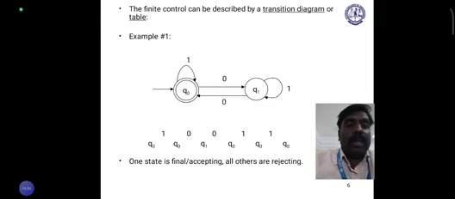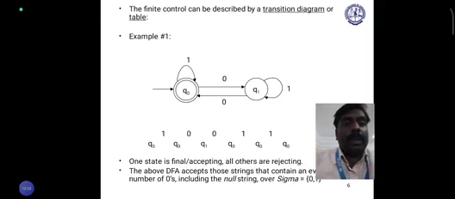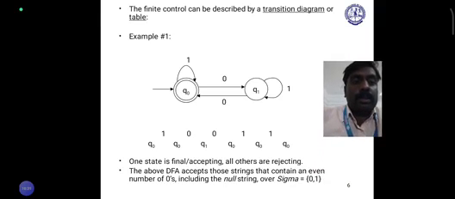If we consider some other string, for example only 0, 1, 1, in that case the string will be rejected. From Q0 on 0 it moves to Q1, from Q1 on 1 it stays at Q1, and on another 1 it also stays at Q1. Q1 is not a final state, so the string gets rejected. So this is about a DFA that accepts strings containing an even number of zeros, including the null string, over sigma equal to 0, 1. That is, the input alphabet consists of 0 and 1.